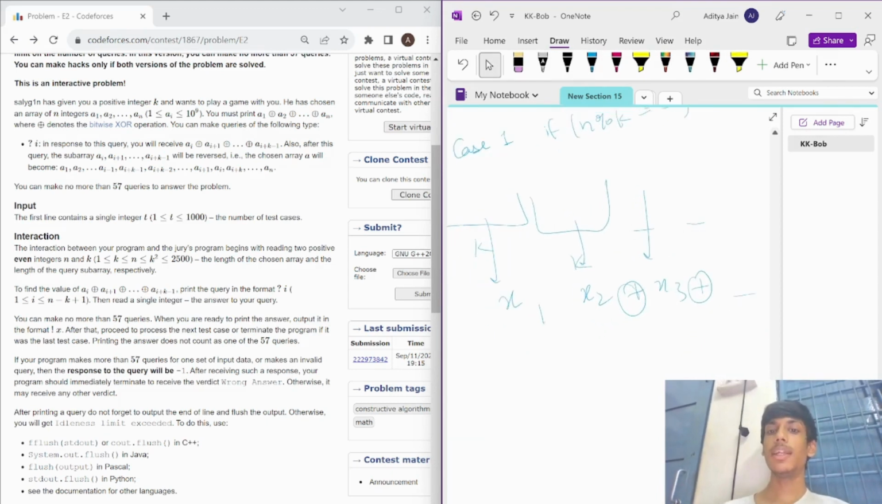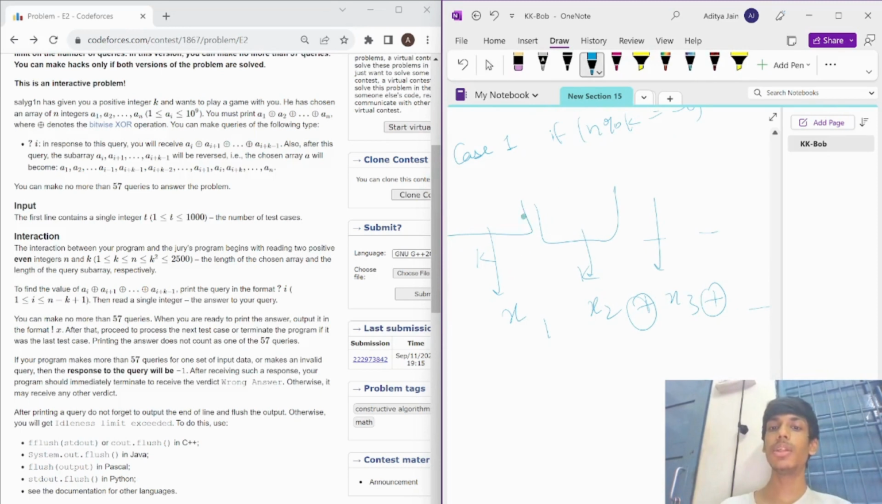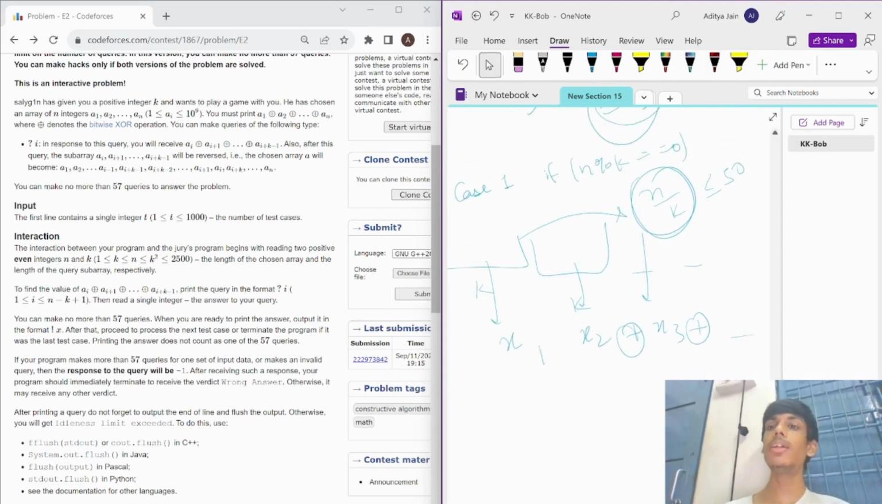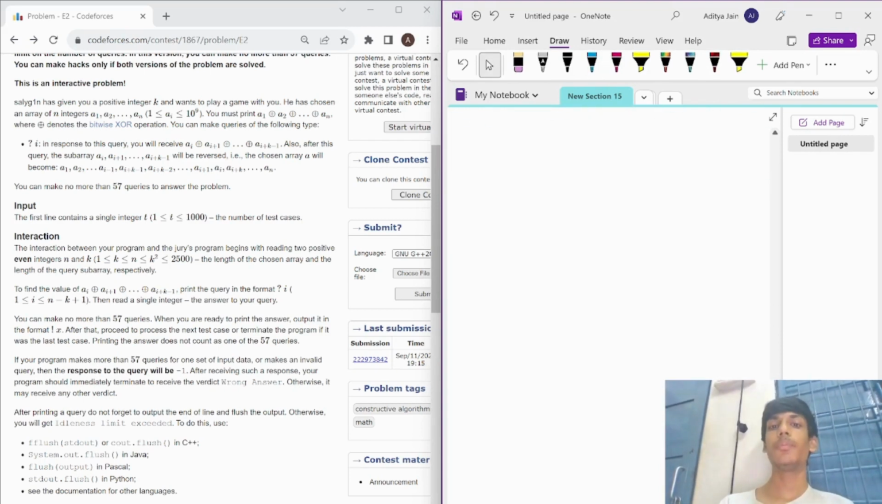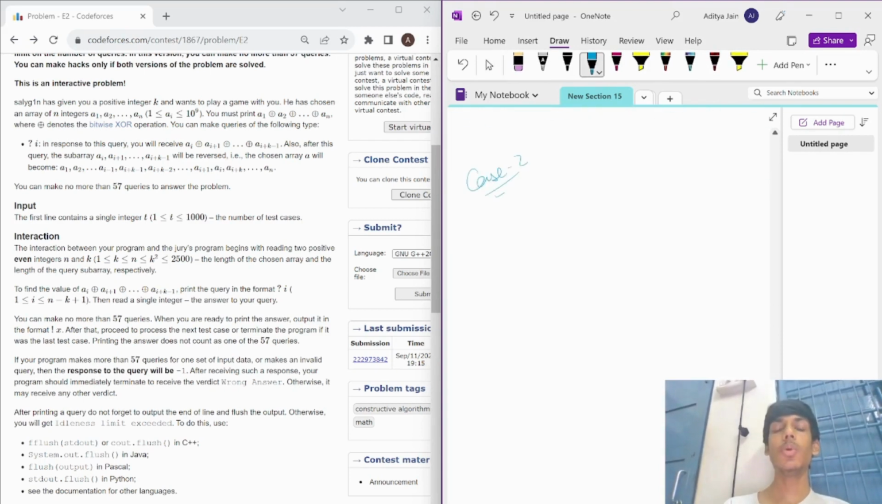Clearly, if n is divisible by k, the number of segments will be n by k. So I'll be done in n by k operations, which is less than or equal to 50. So I'll be done in 50 operations if n percent k is equal to 0. Now, let's discuss case 2, when n percent k is not equal to 0.